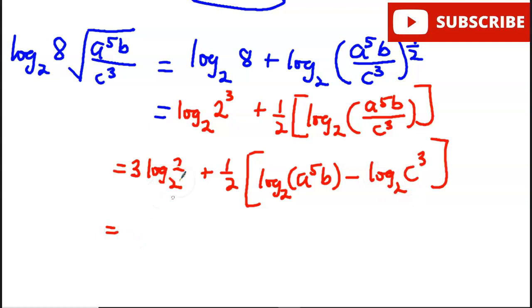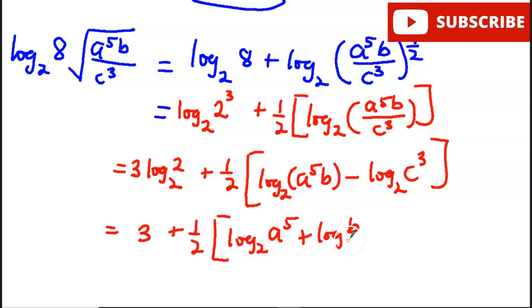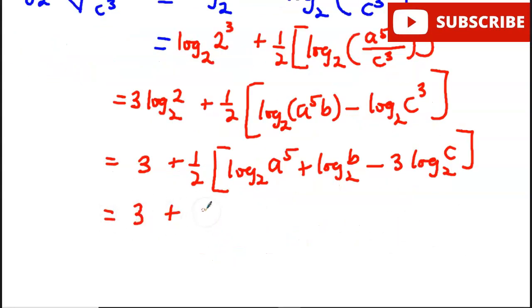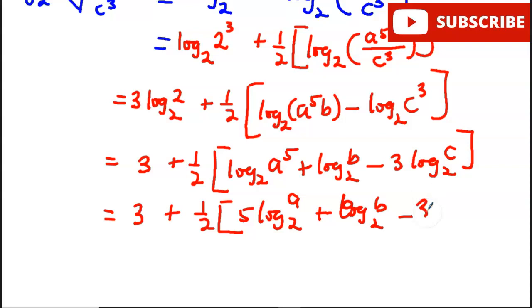So we have, this is 1, so we have 3 plus half of, now this is going to be log, is multiply, so we have 2a to the power 5 plus log b to the base 2 minus 3 log c to the base 2. This is the same as 3 plus half, this is 5 log a to the base 2 plus log b to the base 2 minus 3 log c to the base 2.